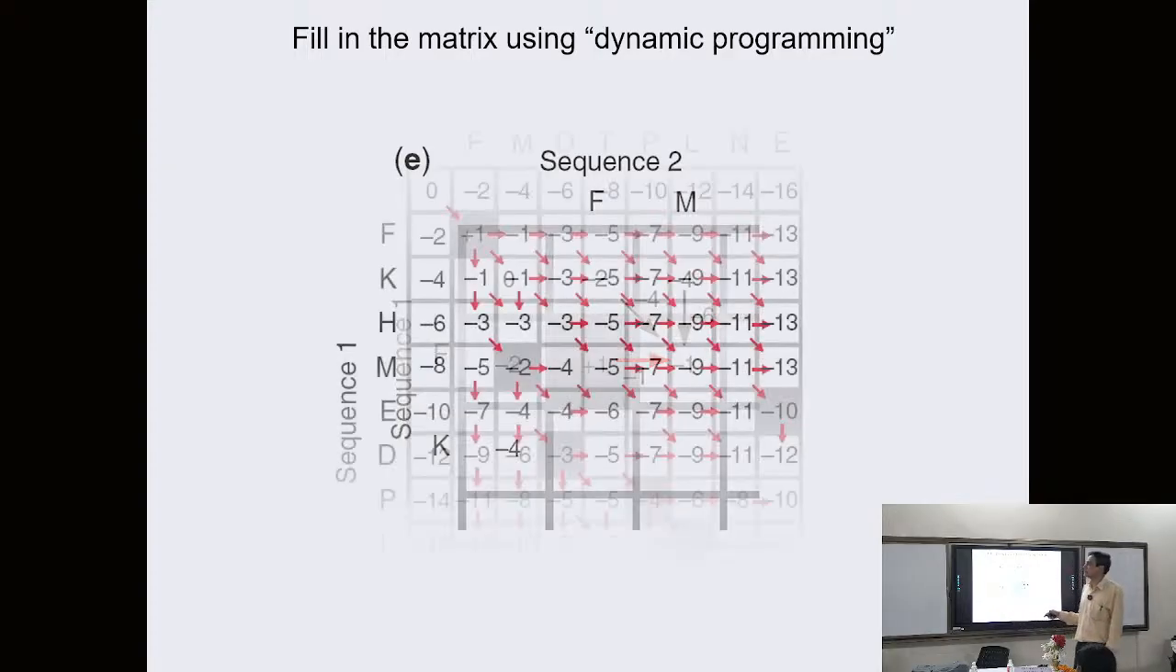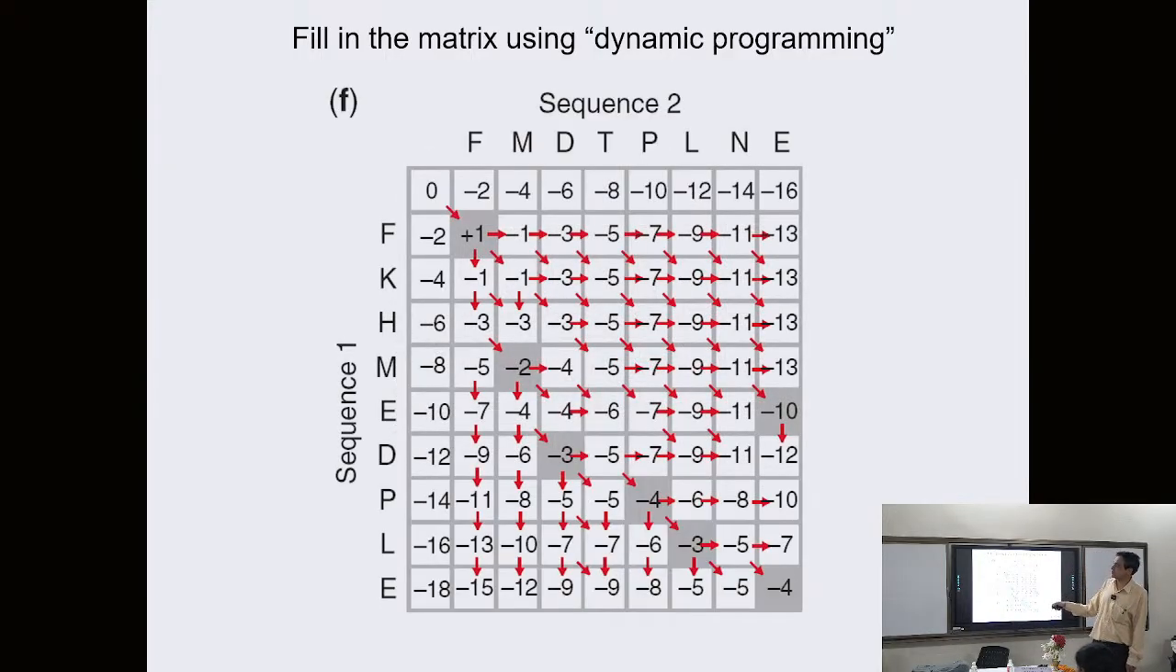Okay, now repeat this, and you would have filled it. So here are the two sequences, sequence 1 and sequence 2. You would have filled it, and you would come to the last cell, which is the best score of the alignment.